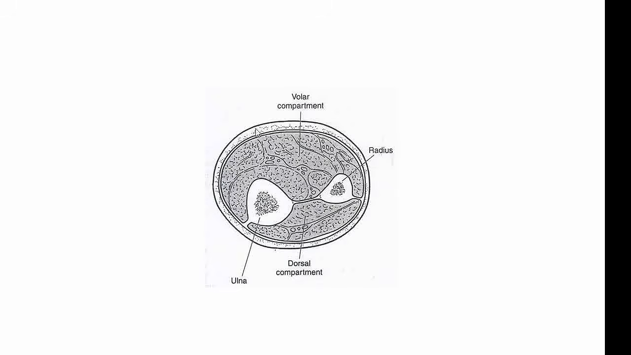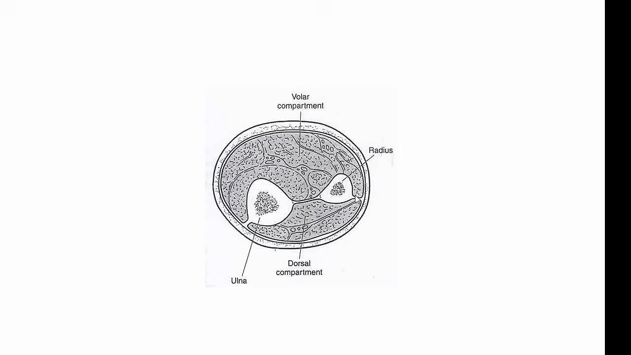Here I'm just showing you a cross section of the forearm. So this is anterior, posterior, lateral and medial, and you've got the ulna and radius we're looking at. In between the radius and ulna you've got this membrane called the interosseous membrane. Inter meaning between, os Latin for bone, so between the bone membrane, interosseous membrane.